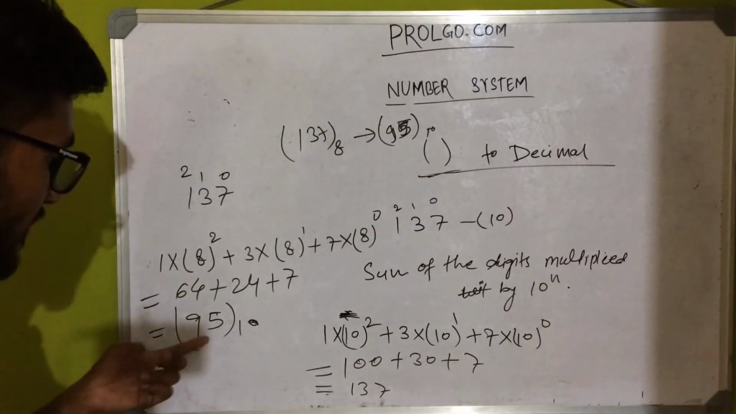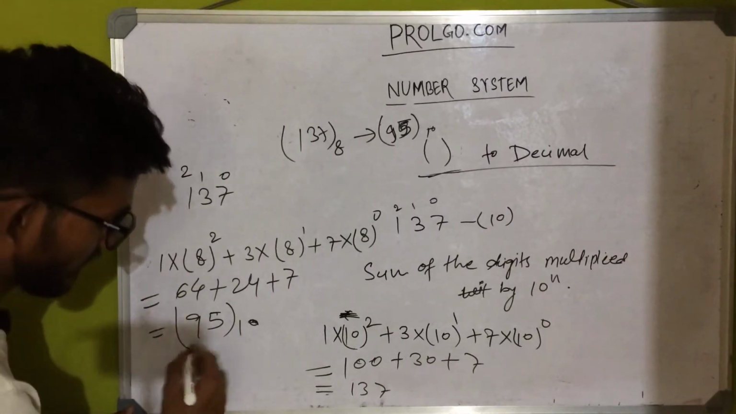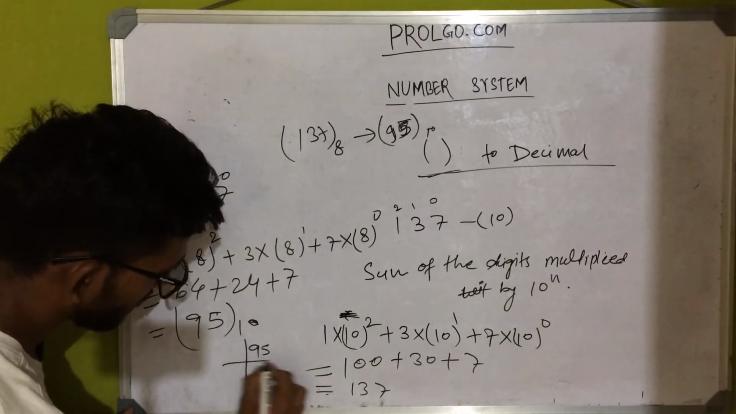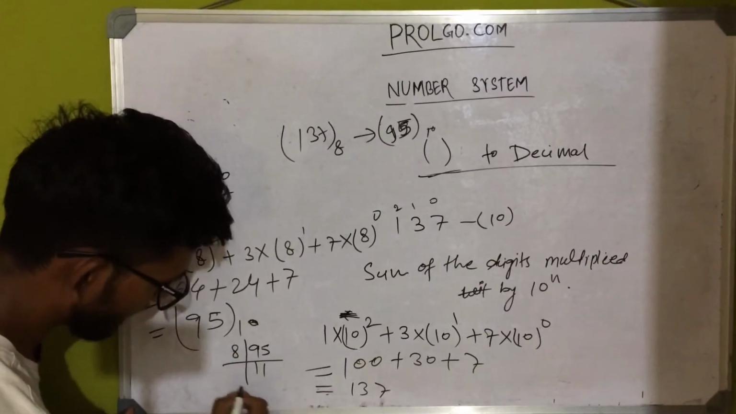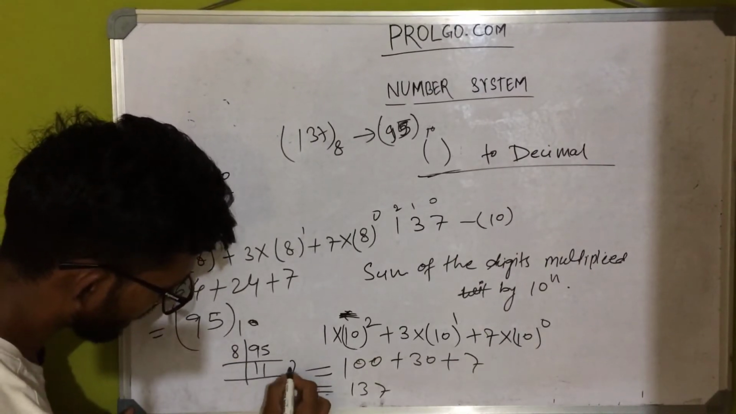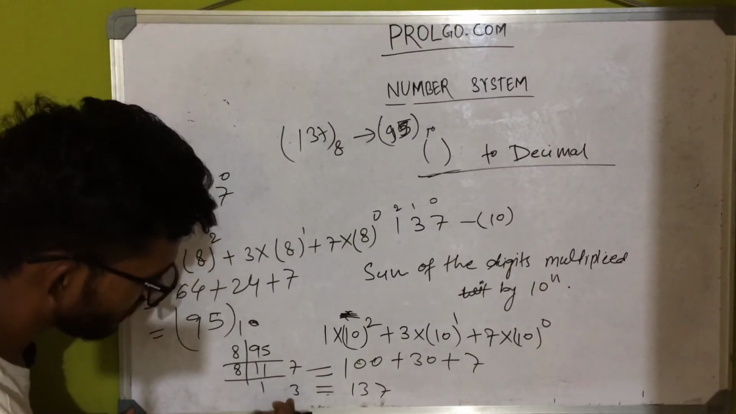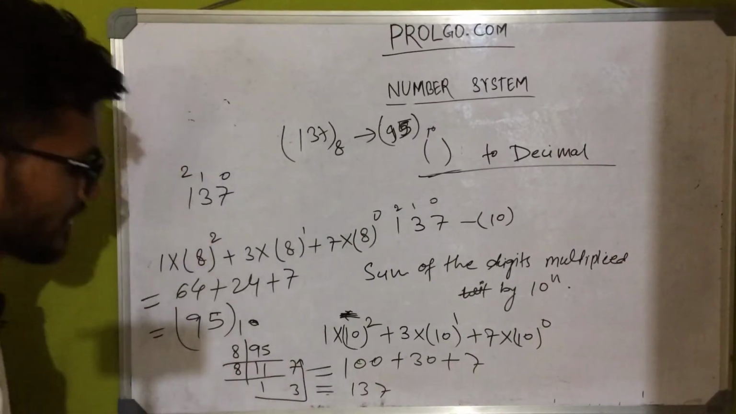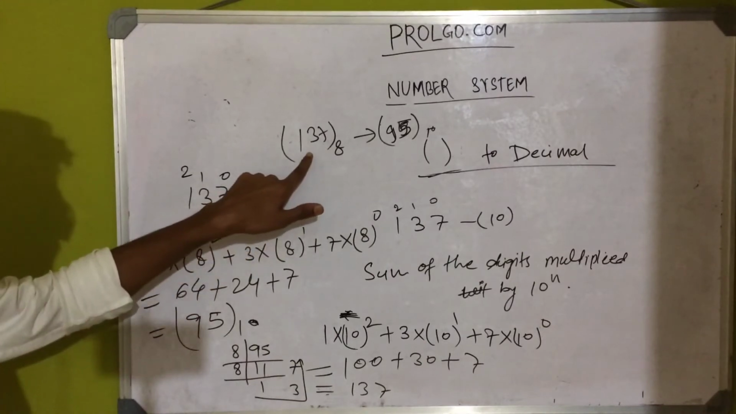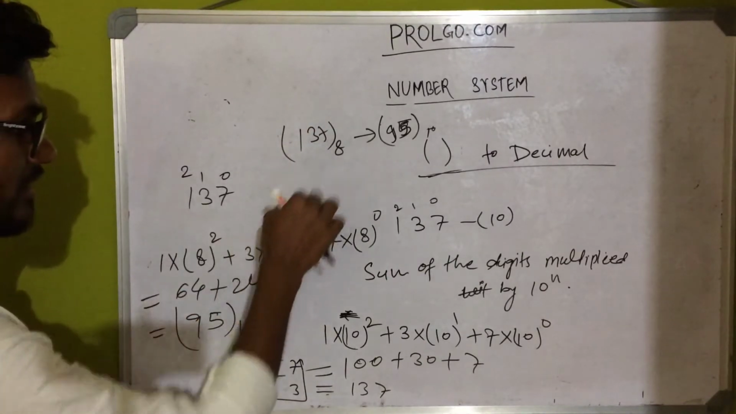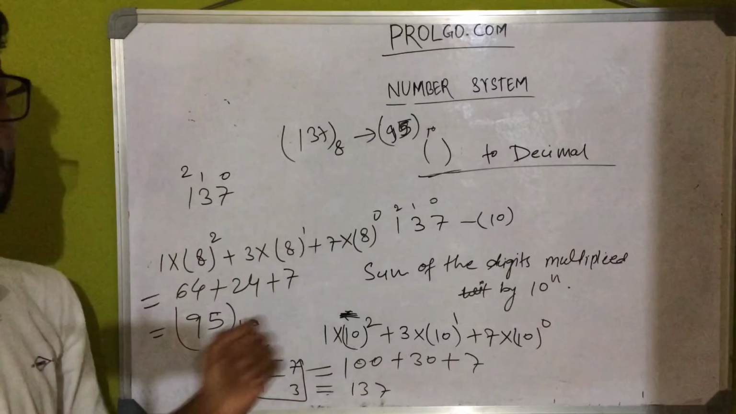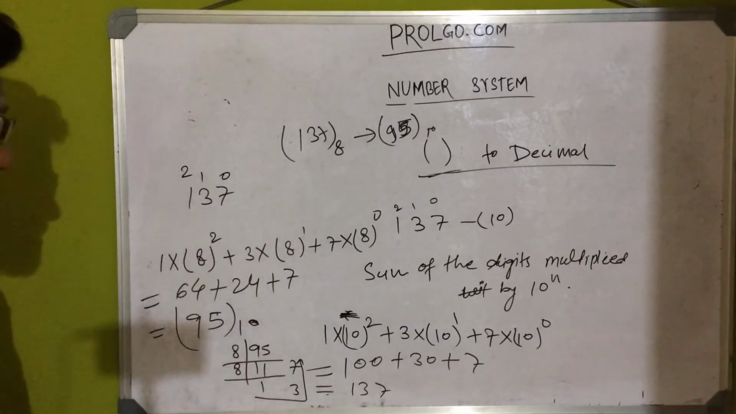So this is the way you can convert from any number system to decimal. Now let's verify whether the result we got is correct or not. 95 divided by 8: 11 times 8 is 88, so the remainder is 7. Again, 11 is 8 times 1 plus 3, so 137. So of course 137 in octal is equivalent to 95. This is just a simple rule. I'll take some more examples.